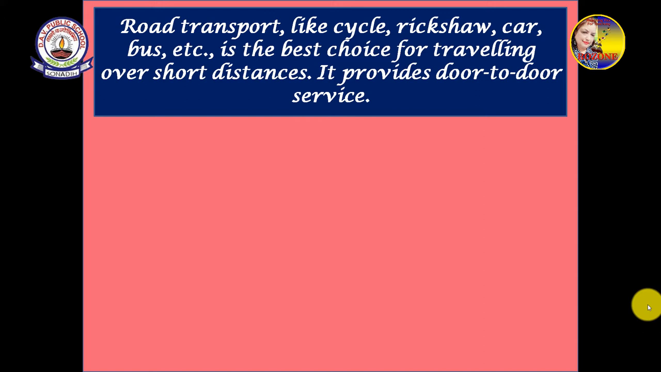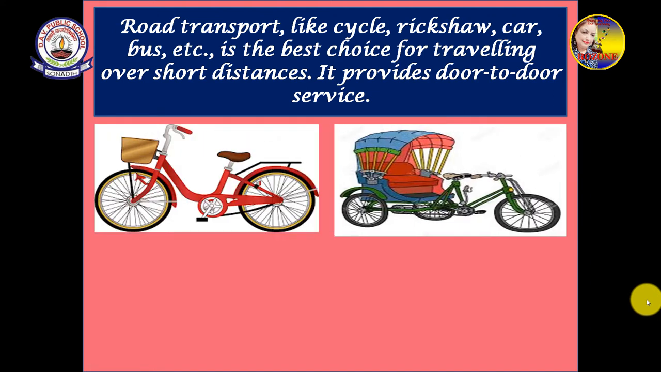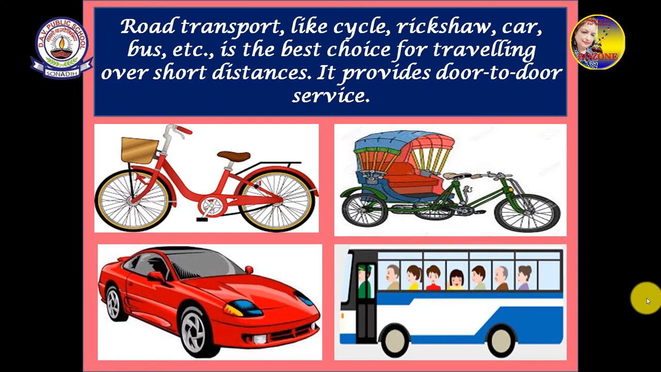Road transport like cycle, rickshaw, car, bus, etc. is the best choice for traveling over short distances. It provides door-to-door service. When we are going to a shop, we can go by cycle immediately to the shop, buy the things and come back to our door. And that's why road transport is very good.